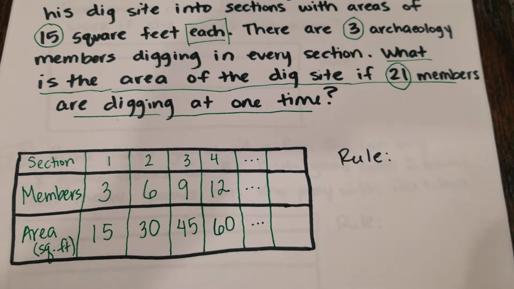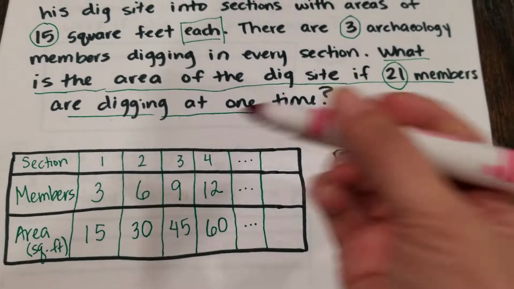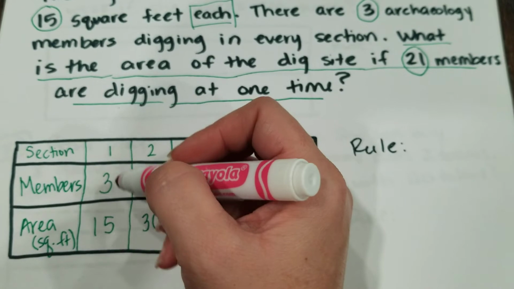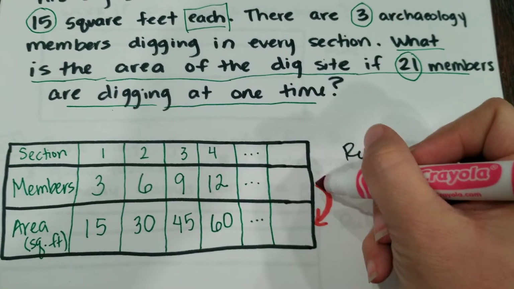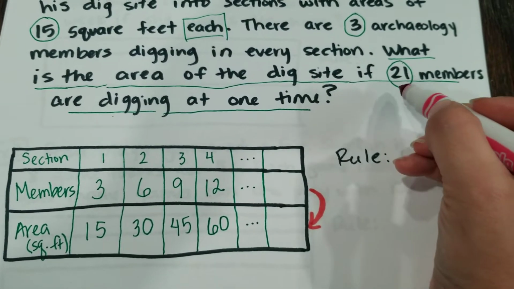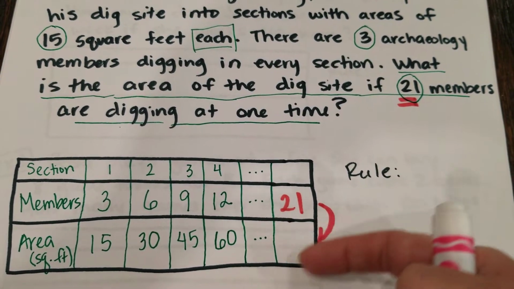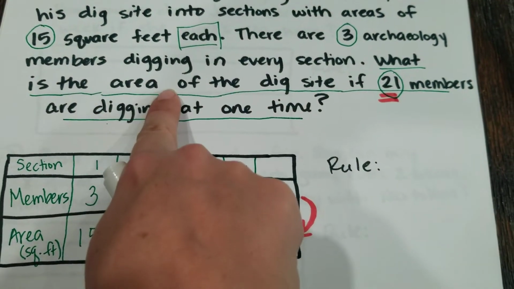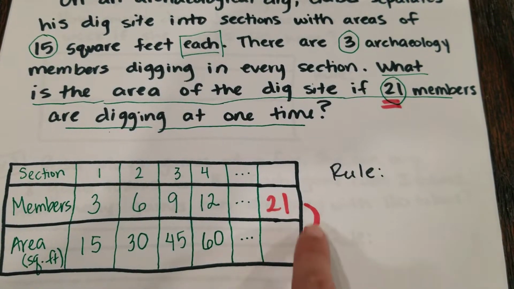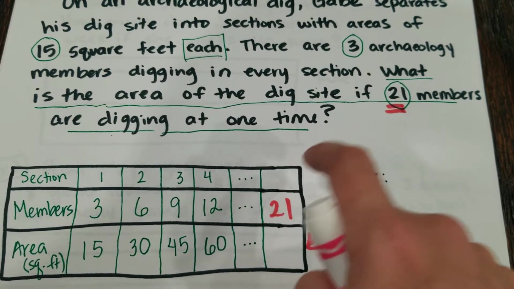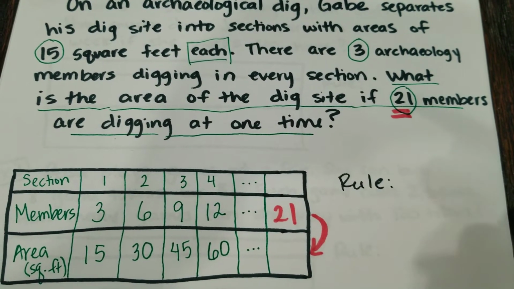All right, so now let's look for some rules, some patterns. What are they doing with these numbers? So I'm going to get a different color. Let's start with the first one. Remember, we do want to find this one. We want to find, how do we get from the members, because we have the members in our question, 21 members. So I'm going to put that right here, 21 members. We want to answer this. It says, what is the area of the dig site if 21 members are digging at one time? So we want to find this area number. I don't know how many sections for 21 yet. I can probably work backwards and figure that out using the same patterns here, okay? But we'll get to that in a second.